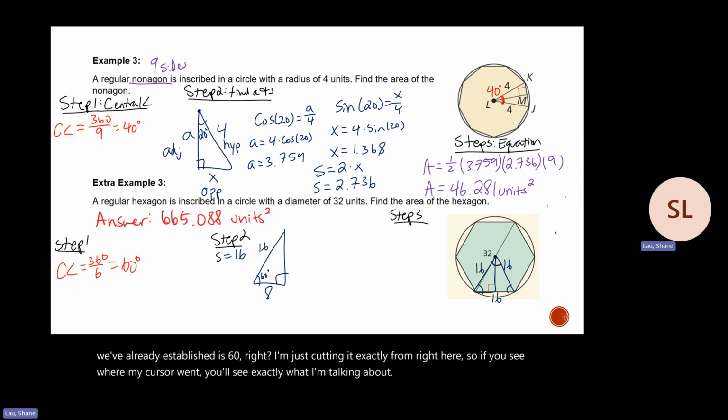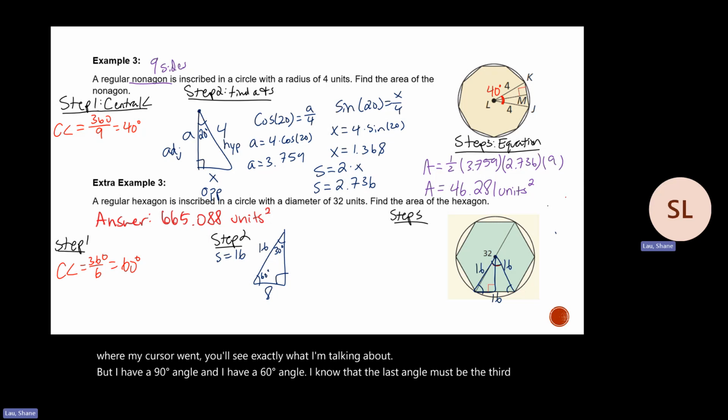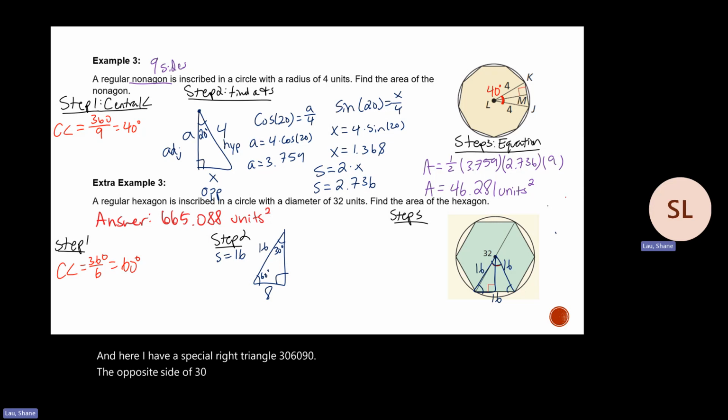If I have a 90-degree angle and a 60-degree angle, I know that the last angle must be 30. And here I have a special right triangle, 30, 60, 90. The opposite side of 30 is 8. The opposite side of 60 is going to be 8 square root of 3. So this apothem must equal 8 square root of 3. So we've found our A.